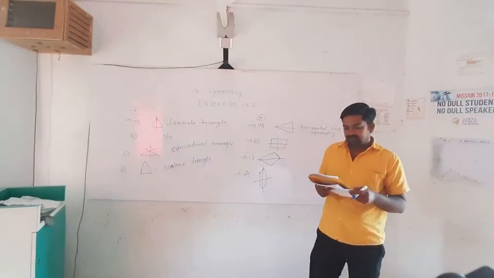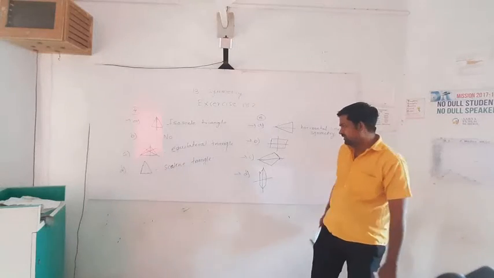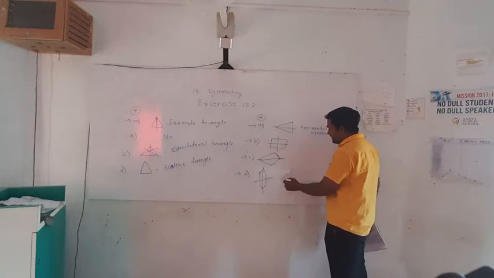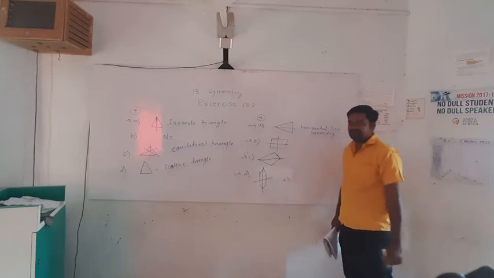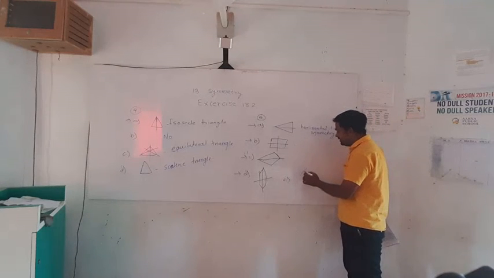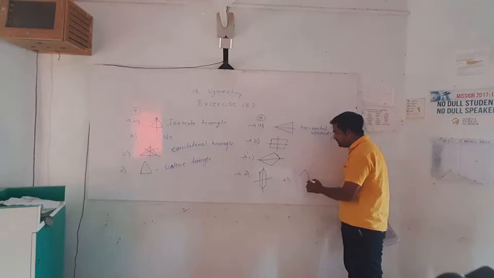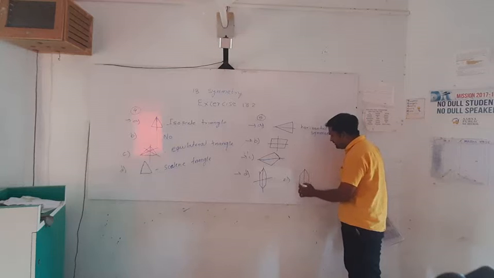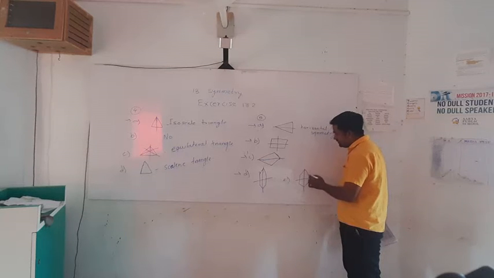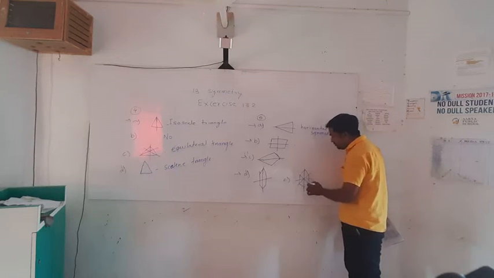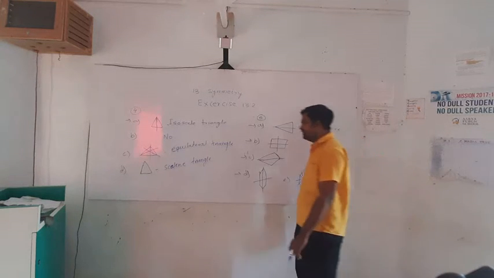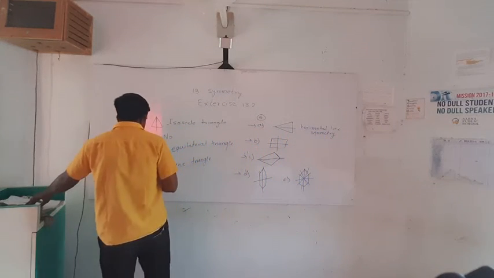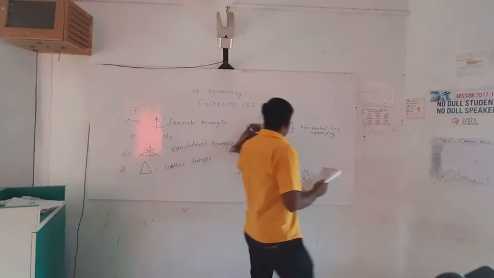And next, the hexagon with 6 lines of symmetry. So for 6 lines of symmetry we want to draw a hexagon. All 6 sides are the same there. 1, 2, 3, 4, 5 and 6. So here 1, then 2, then 3, 4, 5 and 6. Like this we can draw the hexagon with 6 lines of symmetry.